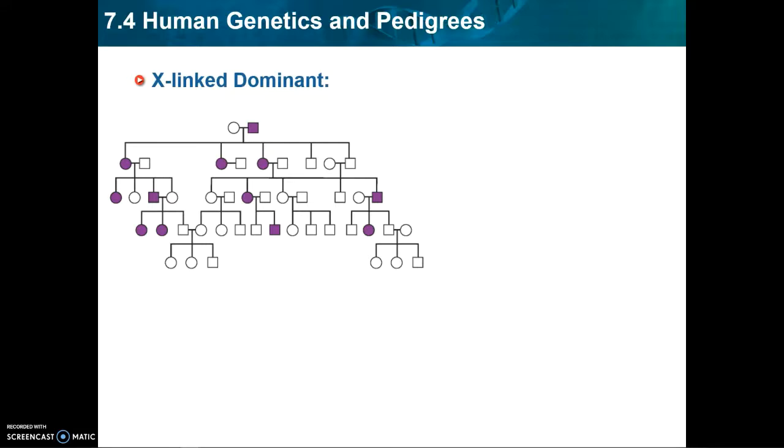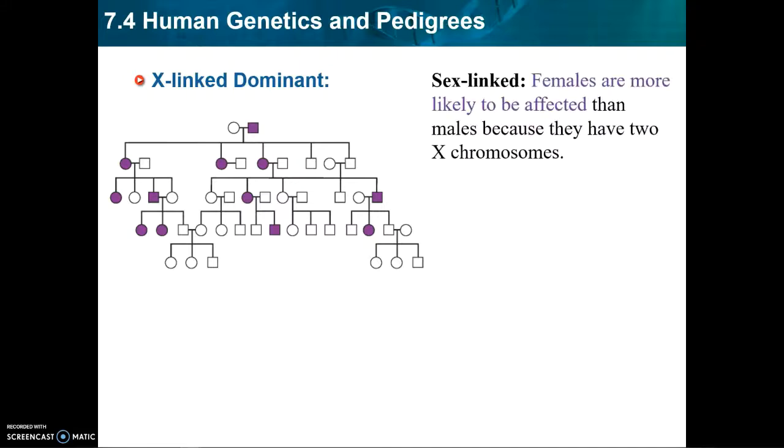Next, we have X-linked dominant. An X-linked dominant pedigree is not something that's very common. There are not a whole lot of X-linked dominant disorders. But it is still sex-linked because the disorder has an allele on the X chromosome. But in this one, females are more likely to be affected than males. And that's because females get 2 X chromosomes. So they have 2 opportunities of inheriting a bad chromosome instead of the males who only have 1 opportunity to inherit a bad X.